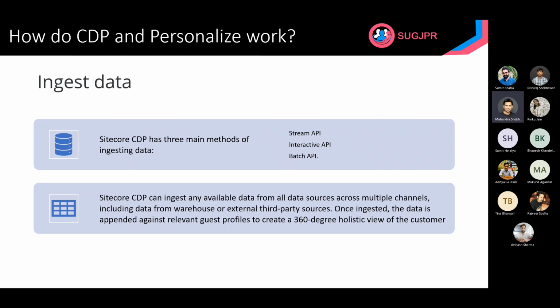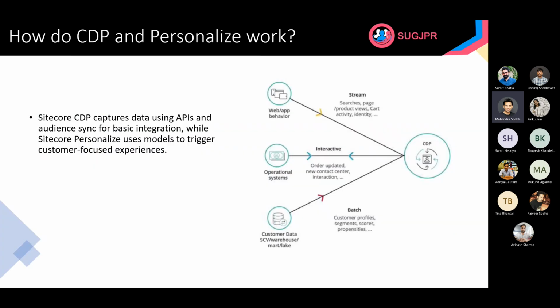First of all, we'll talk about ingest data. Sitecore CDP uses three methods of ingesting data. Here you can see stream, interactive, and batch. These are three things. Stream is basically search page, product view. It could be a click event, any type of information on your website or app that leads to some kind of interaction data comes into the stream.